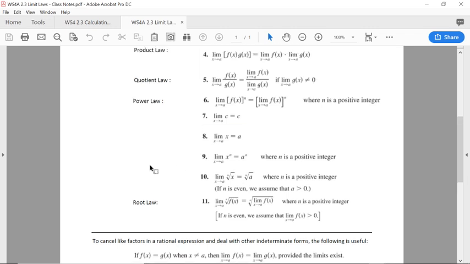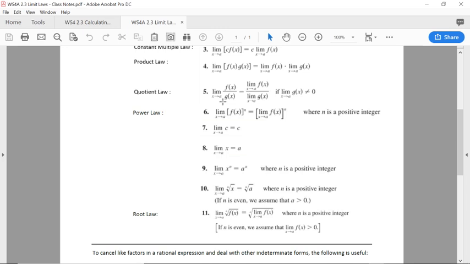The quotient law, similar to the product law, you can take the limit of a quotient by taking the limit of the numerator and the limit of the denominator. And that would be fine if the limit of the denominator is not 0 itself. But wait, didn't we already do that recently? We had denominators that were going to 0.